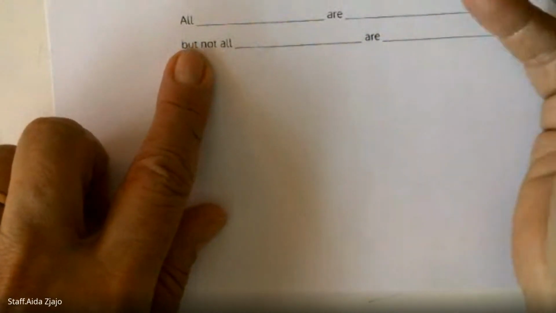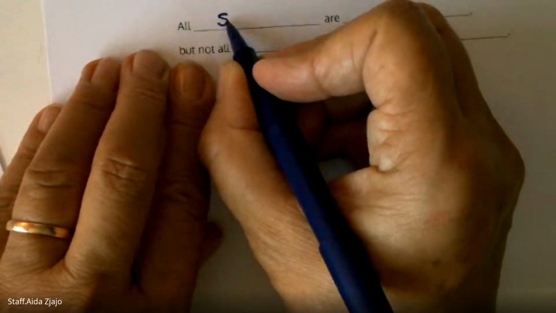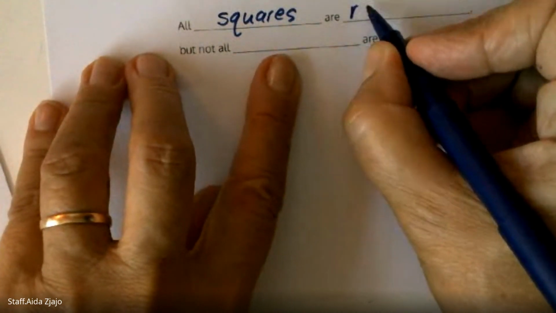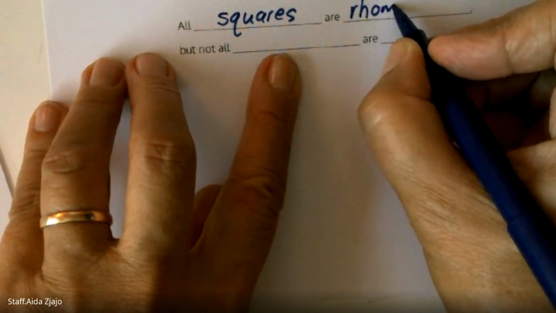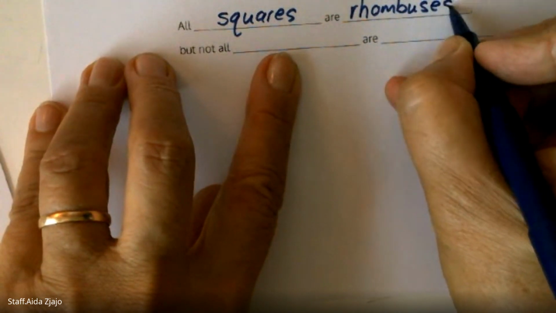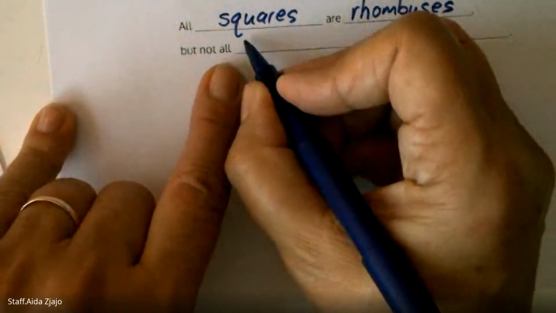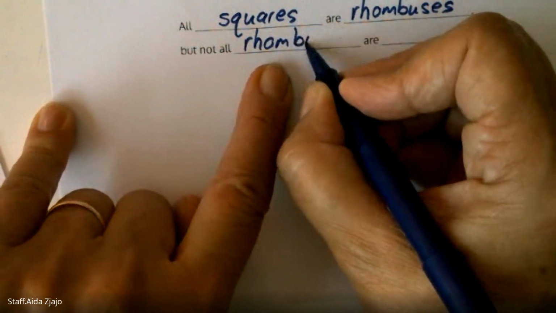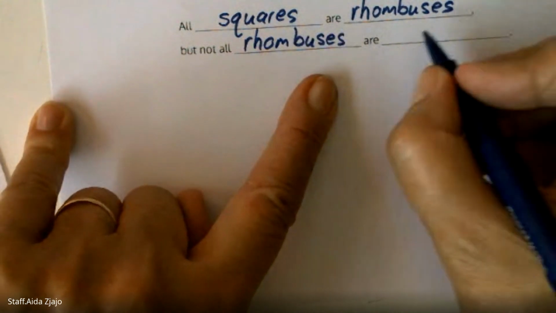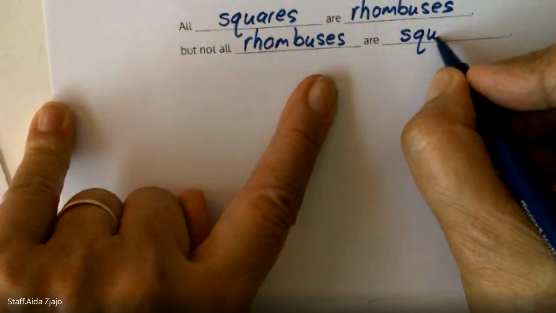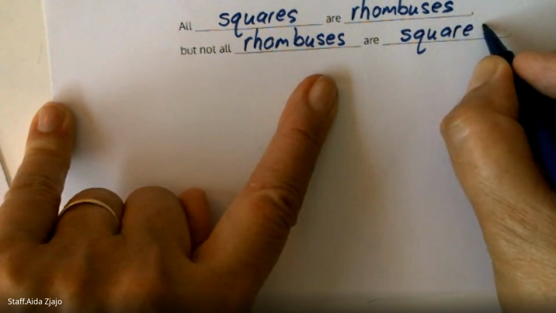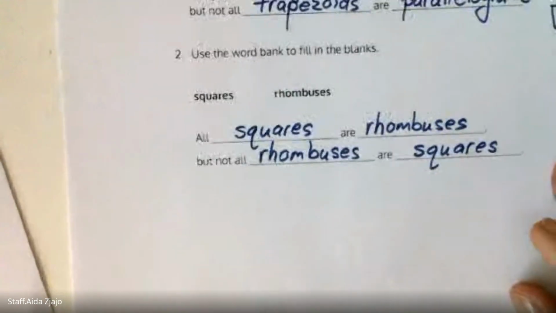Okay, so now all squares are rhombuses. But not all rhombuses are squares. It's hard for me to spell, guys. Not all rhombuses are squares.